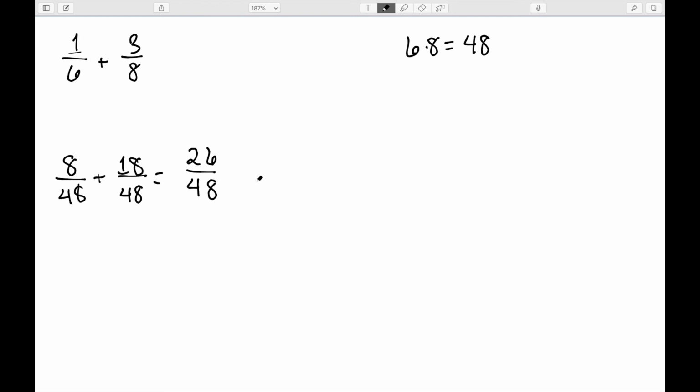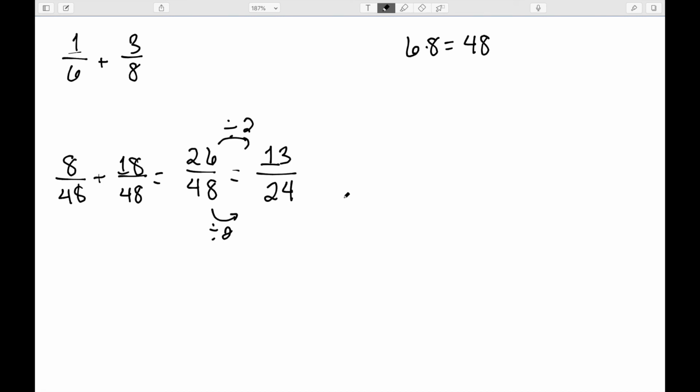And since we didn't use the least common denominator, our result is not going to be in simplest form, so we do need an additional step. We can see that these both have a 2 in common. And that gives me 13 over 24. So when we use a common denominator that's not the least common multiple of the denominators, the sum will definitely not be in simplest form.